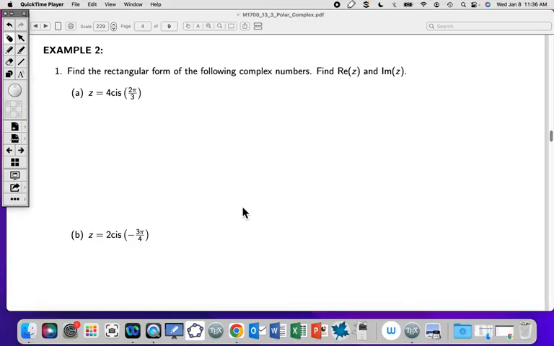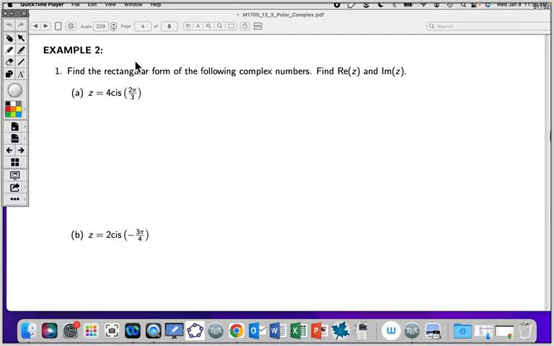Okay, here in example 2, we're asked to find the rectangular form of the complex numbers, find the real part of z and the imaginary part of z. So rectangular form, remember, that's the standard a plus bi that we used back in college algebra. The key to this is just expanding the cis notation.